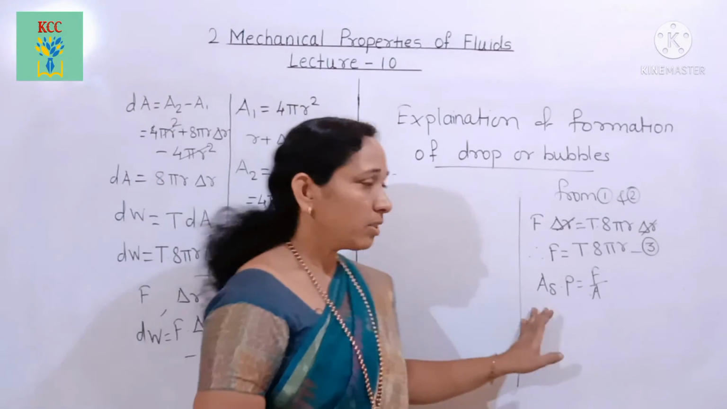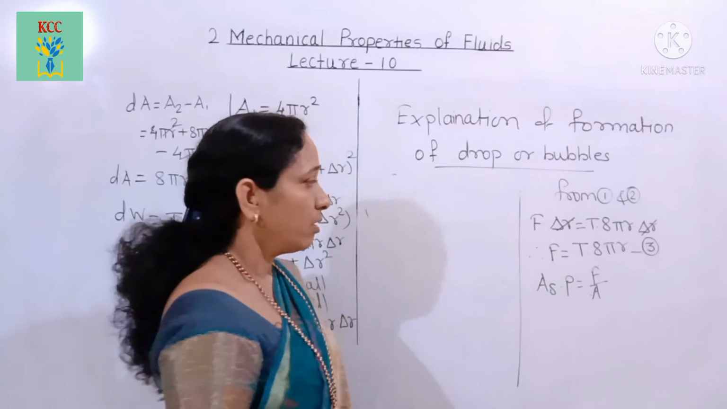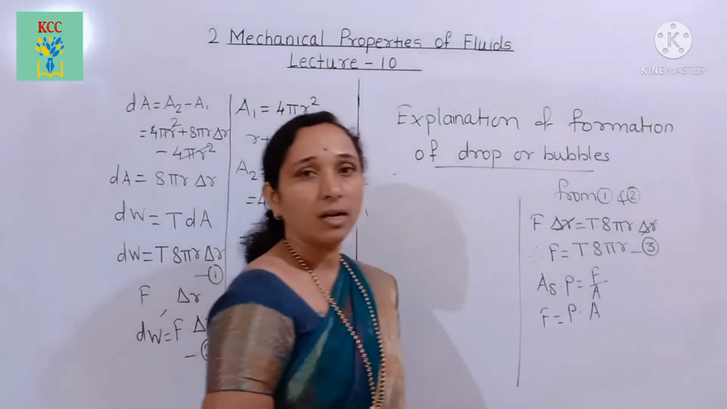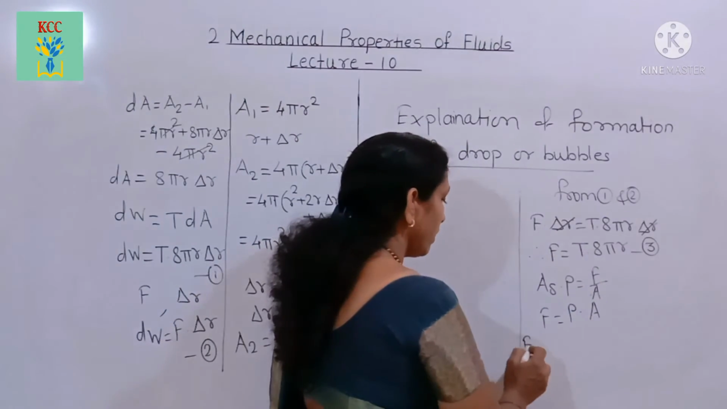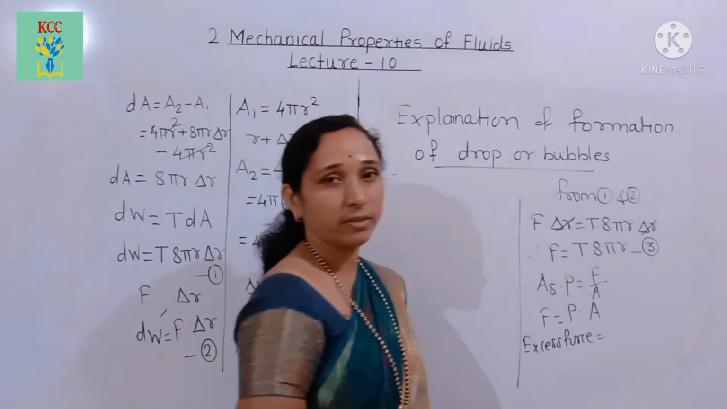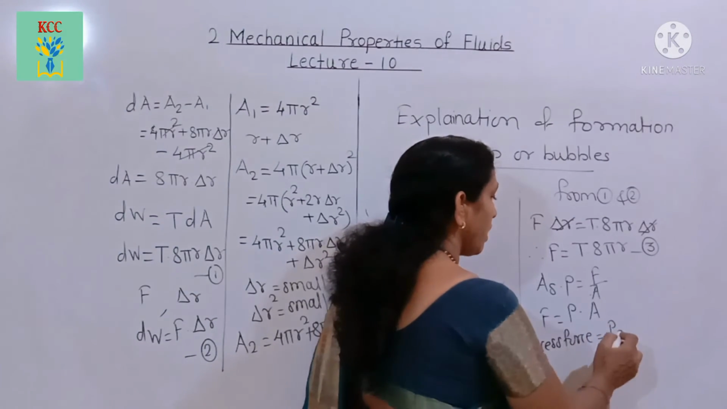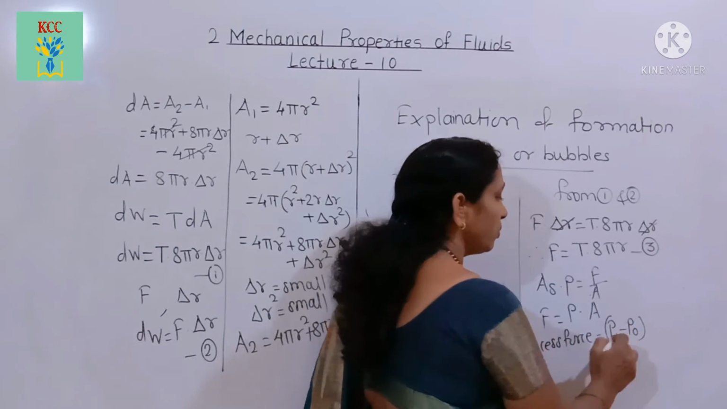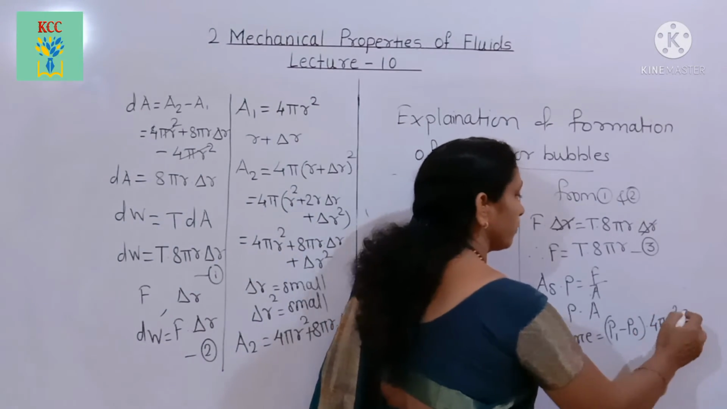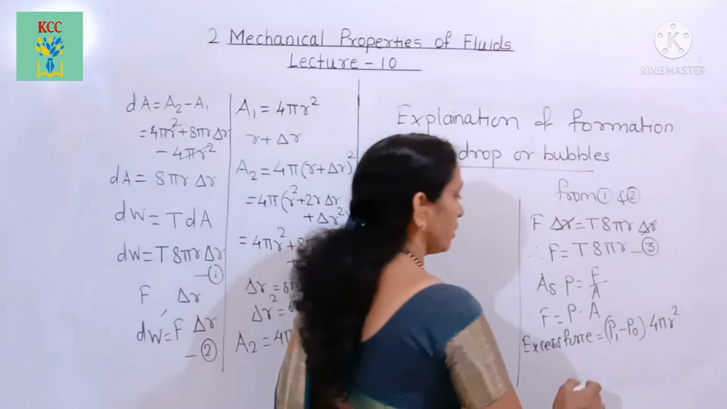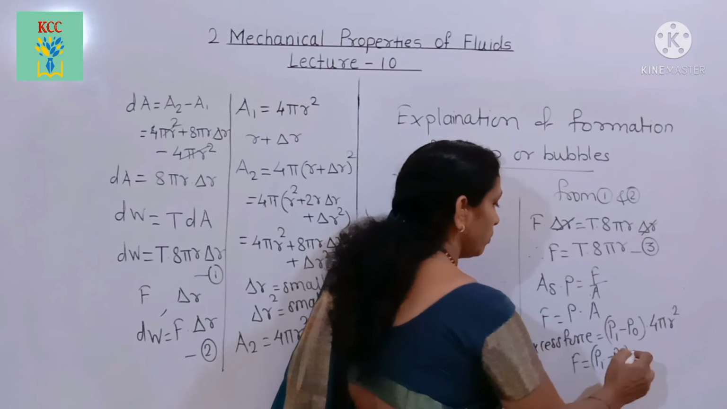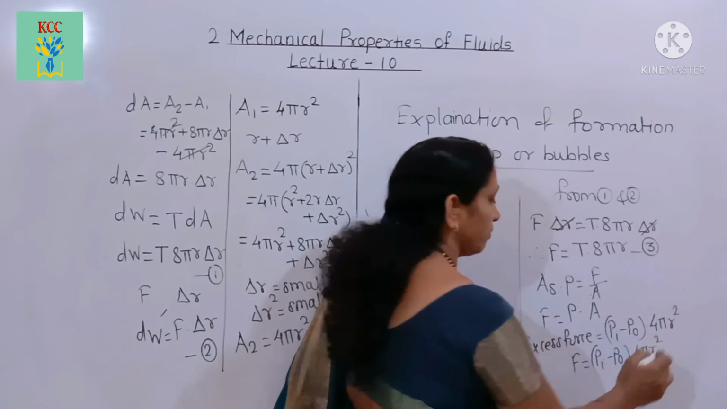As pressure equals force upon area, force equals pressure into area. Therefore the excess force is equal to the excess pressure, Pi minus P naught, into area. Area equals 4 pi r square. This is the excess force, that is, F equals Pi minus P naught into 4 pi r square. This is equation 4.